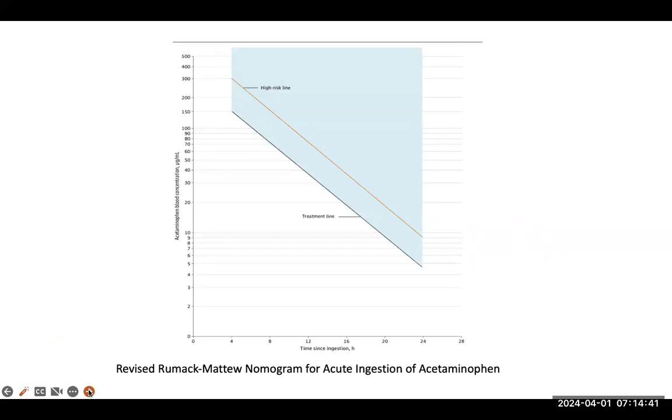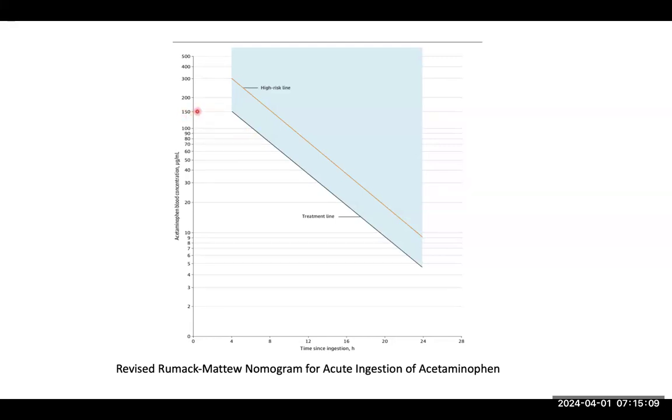So this is the Rumack-Matthew nomogram that I was talking about. It has been updated from the previous nomogram, which most people would see online. You see that the high risk point was at 200, but it has been updated to 300 now, micrograms per milliliter. So this is the point where the patient becomes high risk. This is the treatment line, and you see it at 150 micrograms per ml.